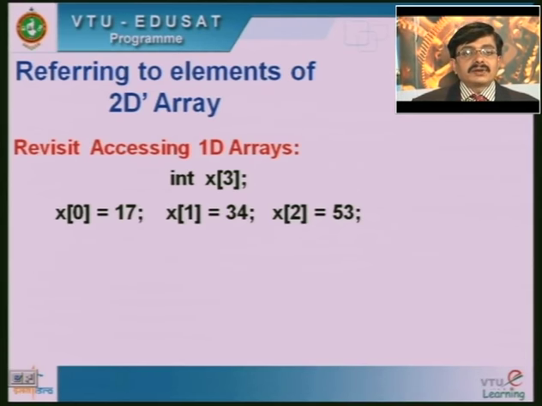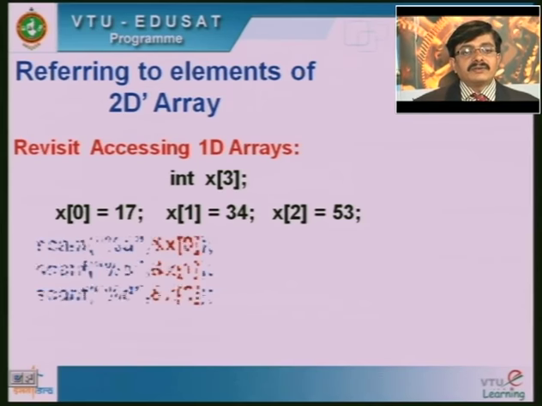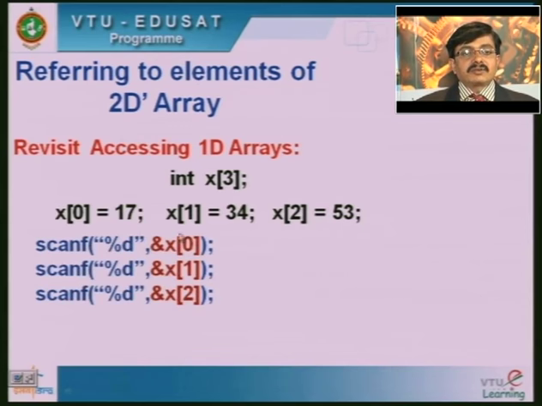Sometimes if you want to read the values for the array elements from the keyboard, then we use the scanf statement, like scanf %d ampersand x of 0, which provides the address of the 0th element, the address of the first element, the address of the second element. Likewise, we provide the addresses to read the values for the array elements x of 0, x of 1, x of 2 in this context.